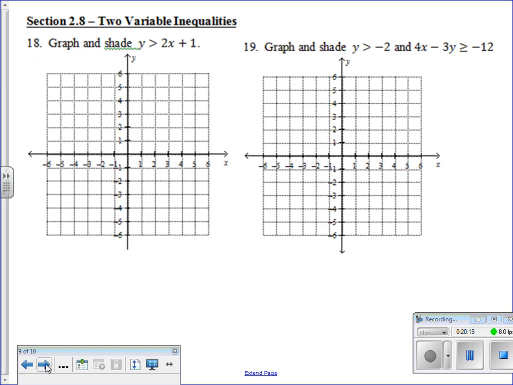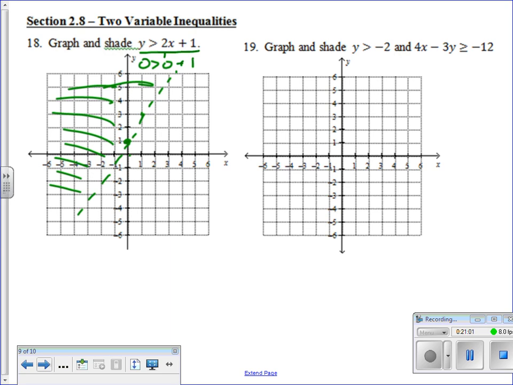Graph and shade the inequalities. So first one, I'm going to do this. It's y-intercept, slope intercept. So there's 1 for the y-intercept. My slope is 2 over 1. So go over 1, up 2, and it's a dashed line. And then I test, and I can test the origin because it does not pass through the origin. Is 0 greater than 0 plus 1? Nope. So the origin doesn't work, so it shades the other side.